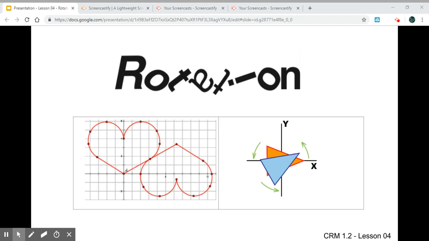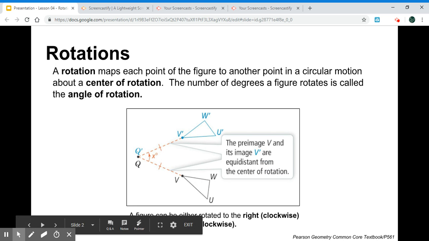So we're going to go ahead and get started, talk about rotation. Obviously, you can tell by the pictures that you're seeing on the screen that they took the word rotation and we're just kind of rotating it based on a particular point on the screen. So we've got a couple of parts here, and then we got this picture with the triangles. So the next thing we're going to do is look at the definition.